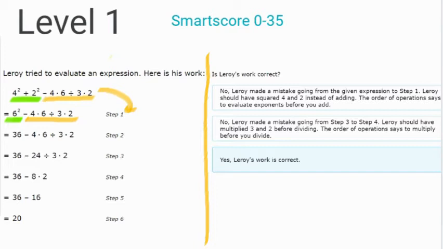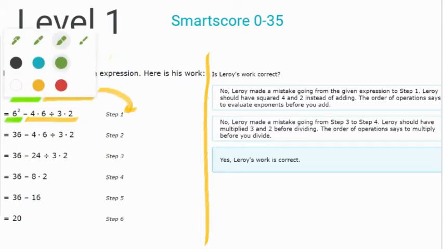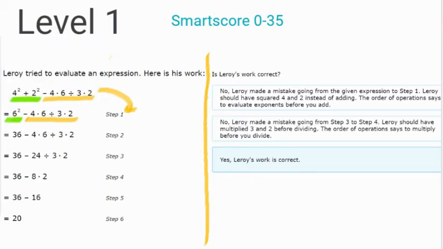And so he did not do the right order. The first thing he should have done here, maybe think about that. Take a look at this and just for a second think: what should he have done first? Think about that, the order of operations.